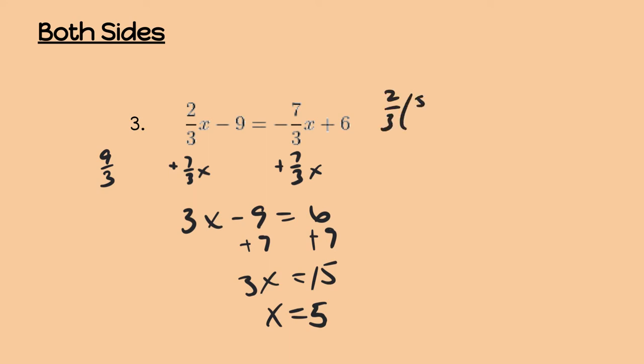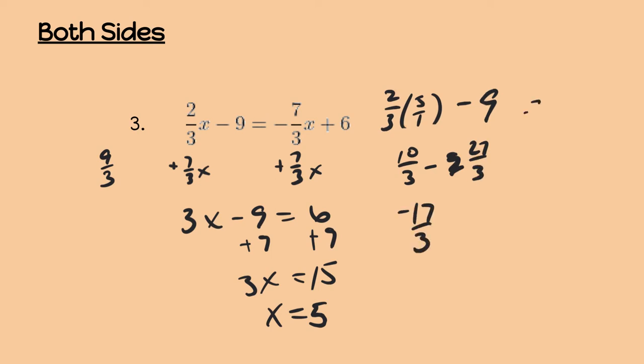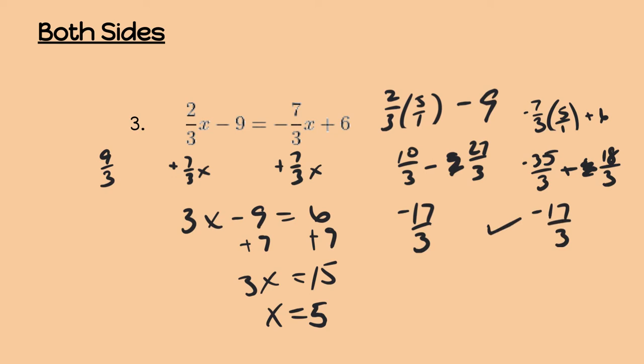Now, don't be afraid of this just because there are fractions. That gives me 10/3 minus 9, which is 27/3. So I have negative 17/3. If I check the right side, that's negative 7/3 times 5 over 1 plus 6. So it's negative 35/3 plus 6. The 6 would become 18 over 3. So now negative 35 plus 18 is negative 17/3. And yes, I've got it right. Even fractions don't take long to check. Always check. I'm going to beat that into the ground with you guys, but check, check, check, check, check.